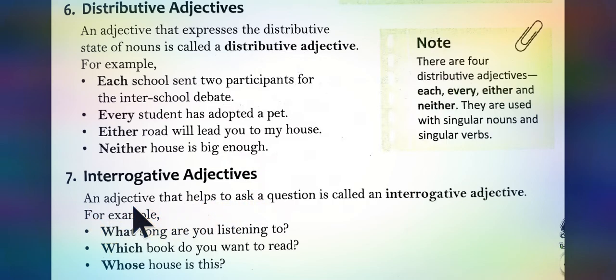And the last type of adjective is interrogative adjective. So what is interrogative adjective? An adjective that helps to ask a question is called as interrogative adjective. Example, what song are you listening to? So again it is expressing a question, or it is helping to ask a question. So such type of adjective is called as interrogative adjective. And again, because it is an adjective, so it is qualifying a noun.